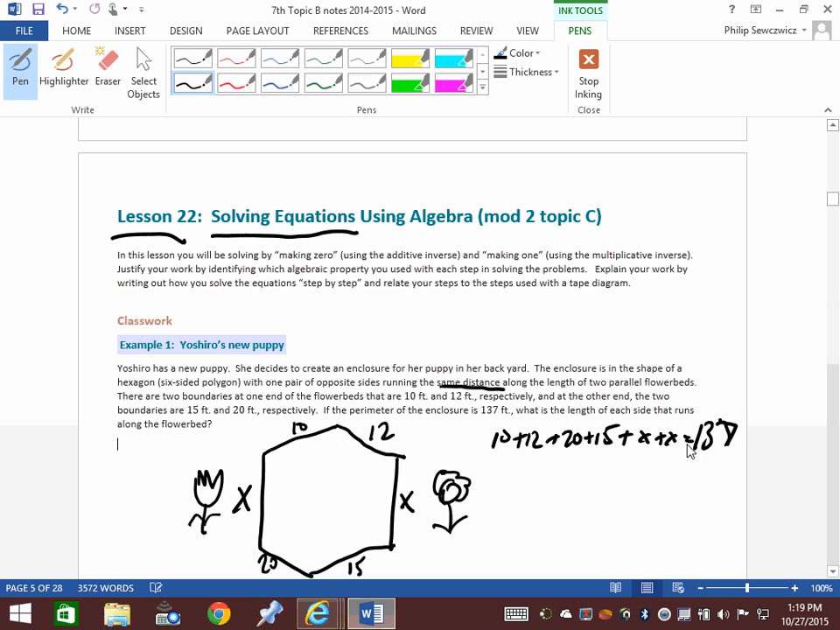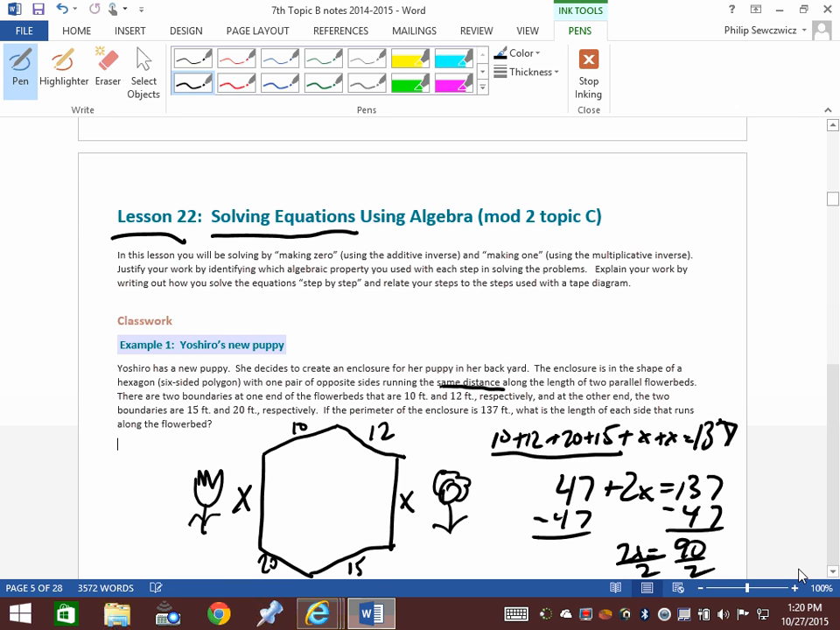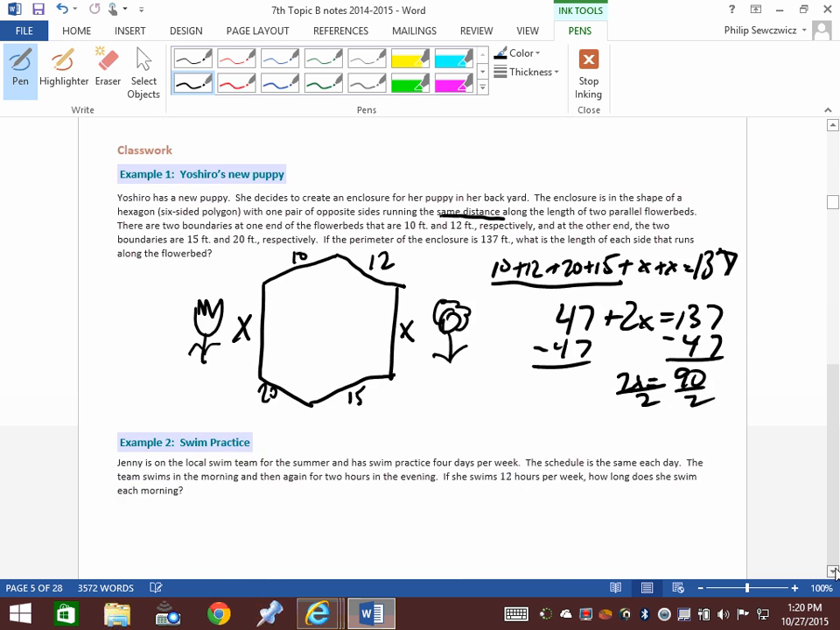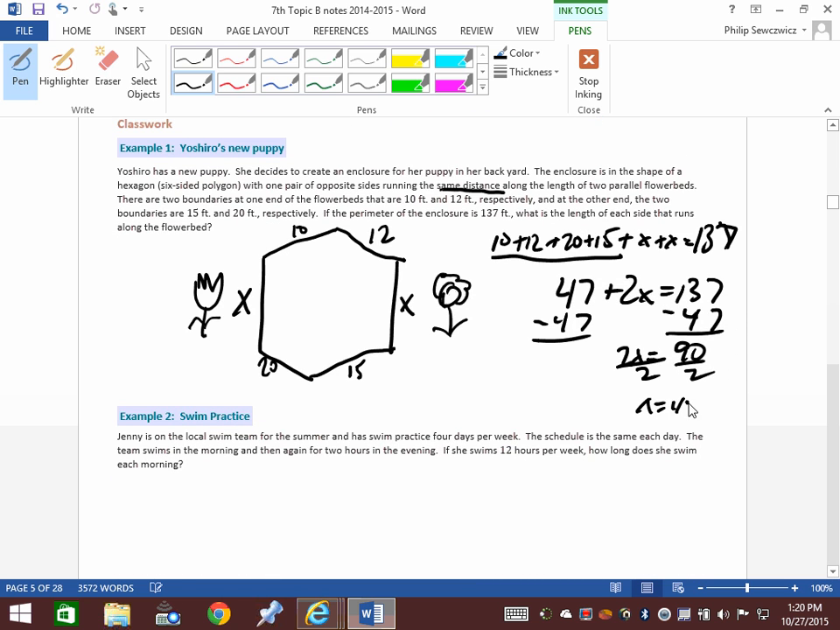All right, so now we can go ahead and start solving. Let's combine like terms here. So if we do our addition, 12, 32, 42, 47 when we add, and x plus x is 2x. Let's solve our equation now. Subtract 47 from both sides. 2x equals, in this case, 90. Divide both sides by 2. When we do that, we get x equals 45.